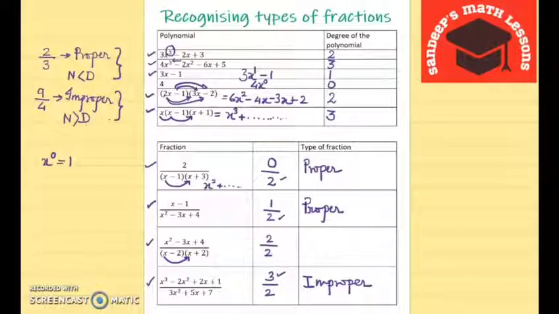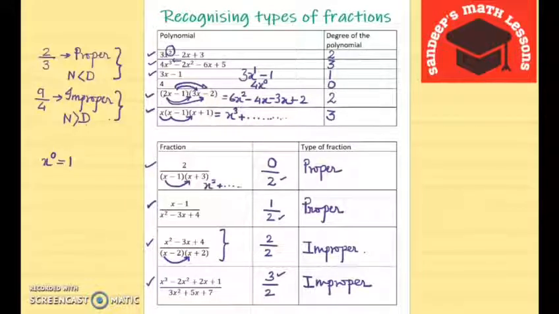But what about this fraction? Here the degree of the numerator and the denominator both are the same. So this is what you should know, that if the degrees in the numerator and denominator are the same, we still will consider this as an improper fraction. Hope this is clear to you.